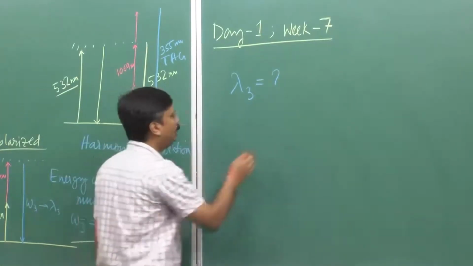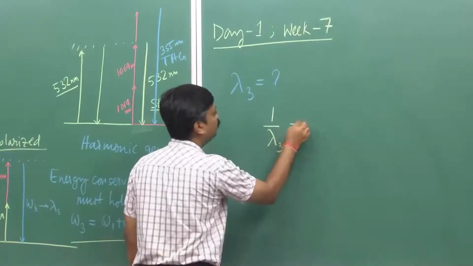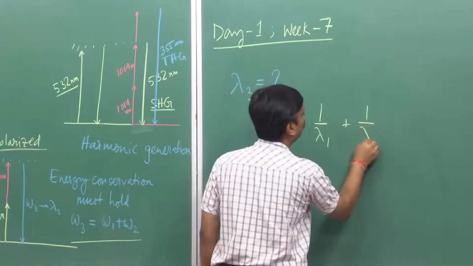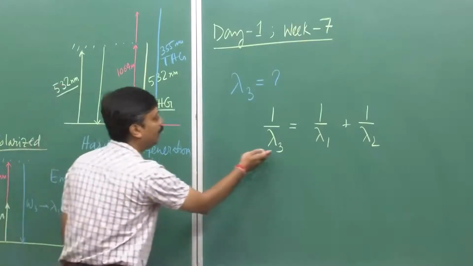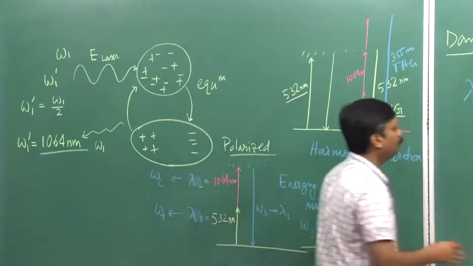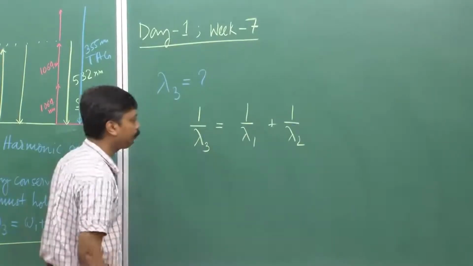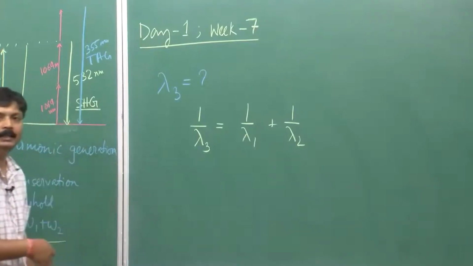So, how to do that? It is 1 by lambda 3 equals 1 by lambda 1 plus 1 by lambda 2. Lambda 1 and lambda 2 are my incident photons, and lambda 3 is the photon that I am getting out of this nonlinear process, which is again a second order nonlinear optical process, because I am using 2 different photons to get a third single photon. Okay. So, now you can immediately check this.